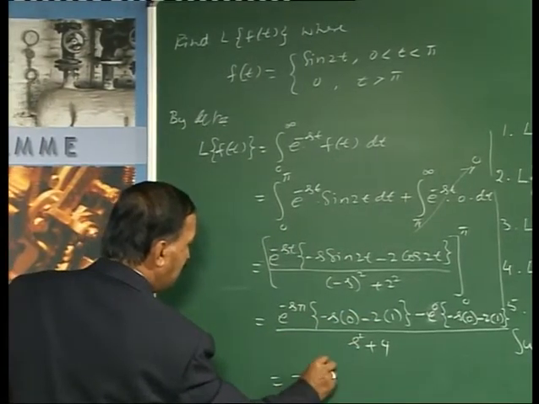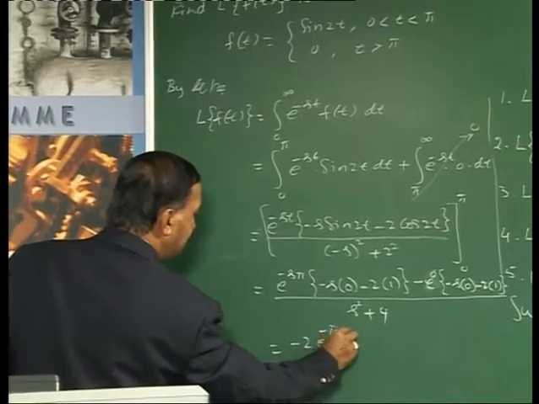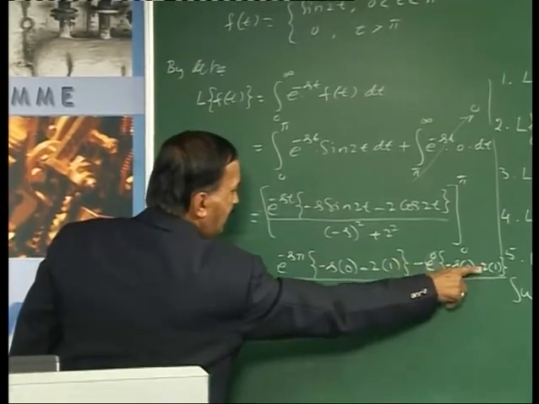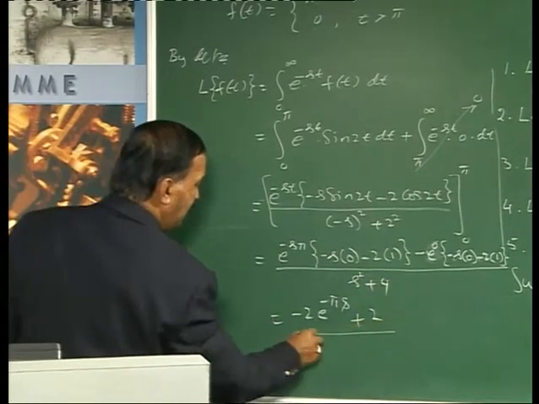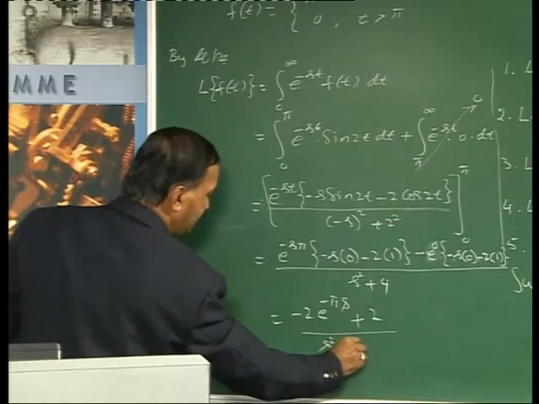So, minus 2 e to the power of minus pi s. Here this is 0, here minus into minus plus, e to the power of 0 is 1, that becomes 2 by a square plus 4.